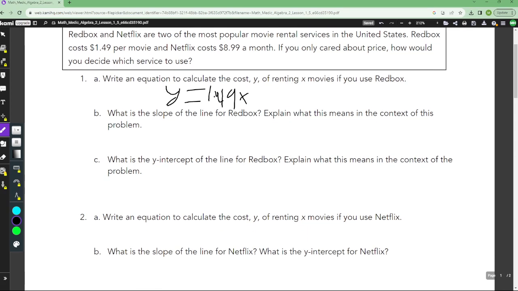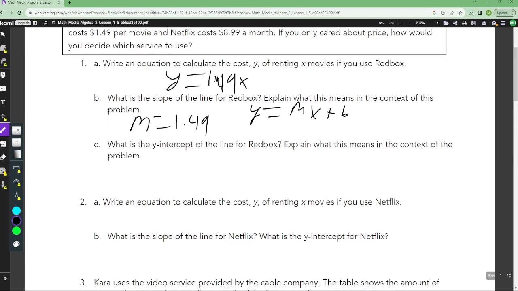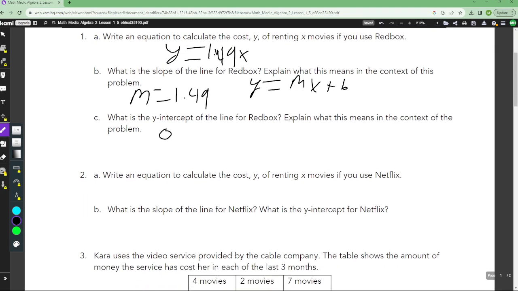1b, what is the slope of the line? We know that it's y equals mx plus b. So we know that it has to be m equals 1.49. So the y-intercept is 0, which means that if you rent 0 movies, the cost is $0. I had to write that down too.